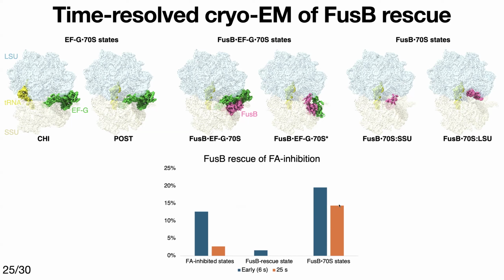And I think the reason for this is that we also have EFG in solution, and it's at a much higher concentration than the ribosome that we have. So FusB is also binding to EFG, not only the ribosome. And the more time, the more it will bind to EFG as well.